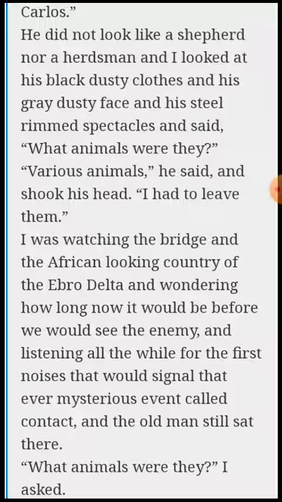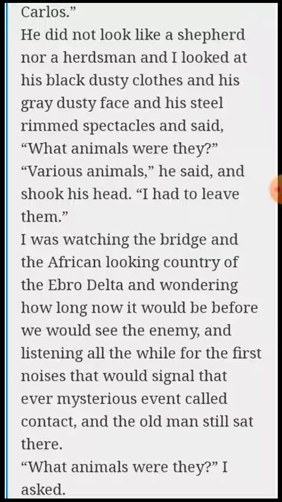He did not look like a shepherd nor a herdsman, and I looked at his black dusty clothes and his grey dusty face and his steel rimmed spectacles and said, "What animals were they?" Then the narrator, looking at the appearance of this old man, saw that he did not look like a shepherd or a herdsman. So he looked very carefully at his appearance and then asked what animals they were, to which he was giving care.